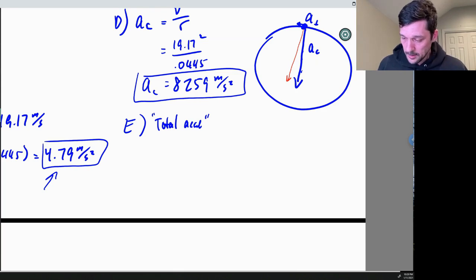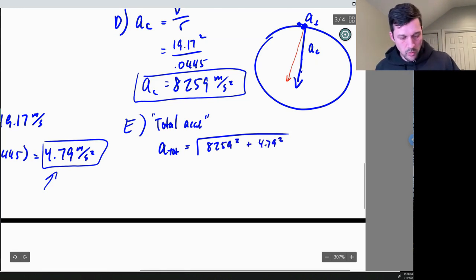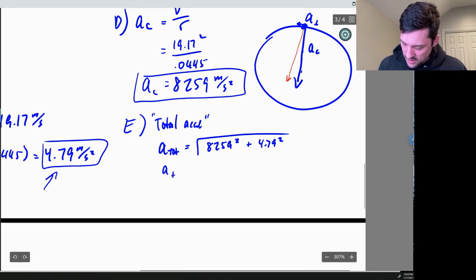And so that's just a Pythagorean theorem. So we got 8259 squared plus 4.79 squared, square root of that whole thing, which is 8,259.001. Yeah, so pretty much unchanged, 8,259.001 meters per second squared.